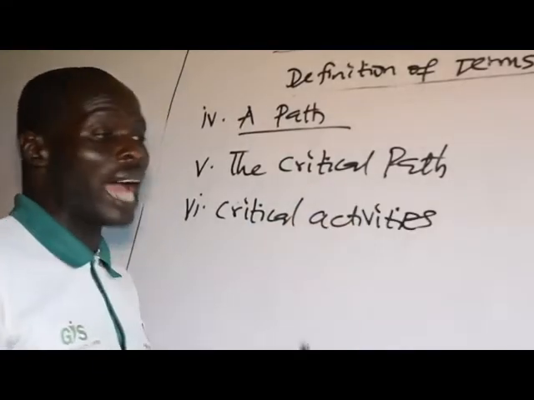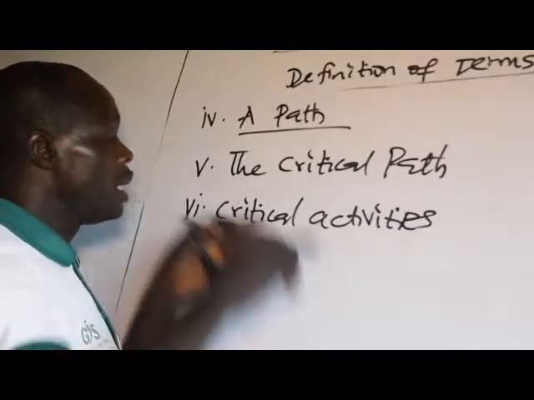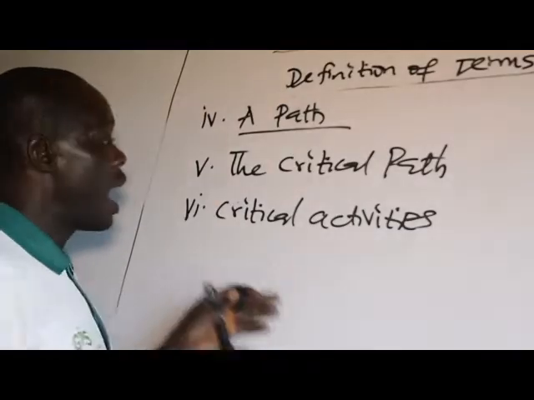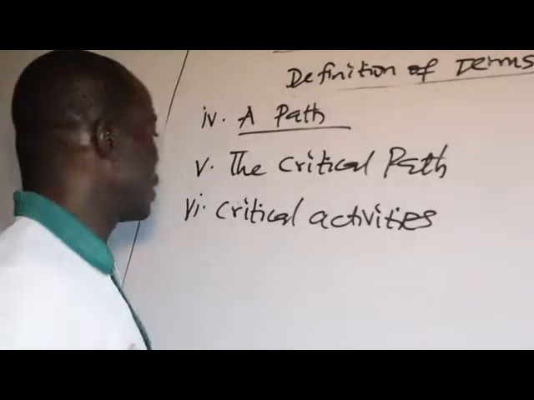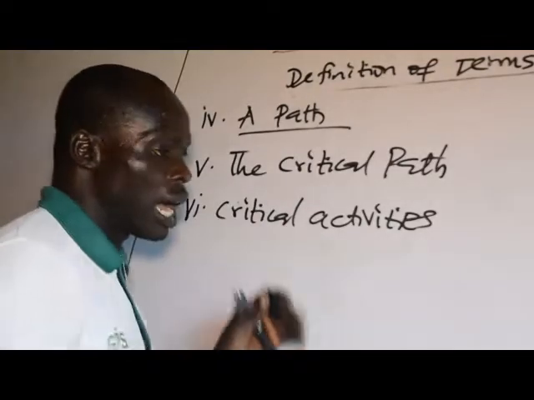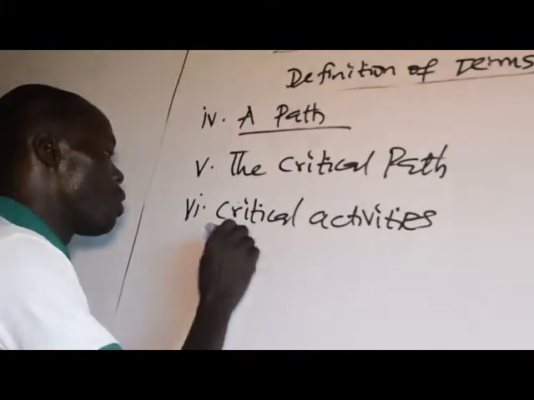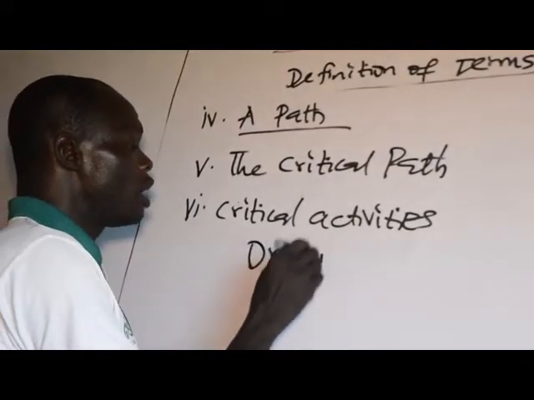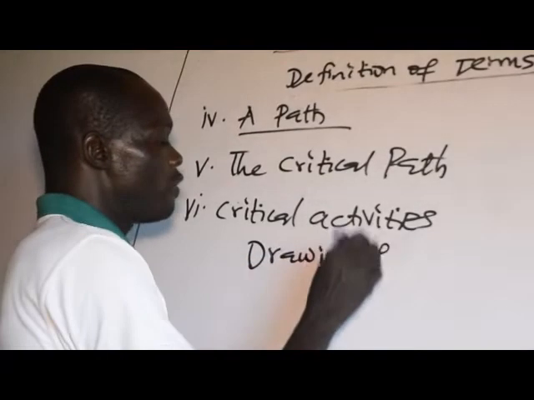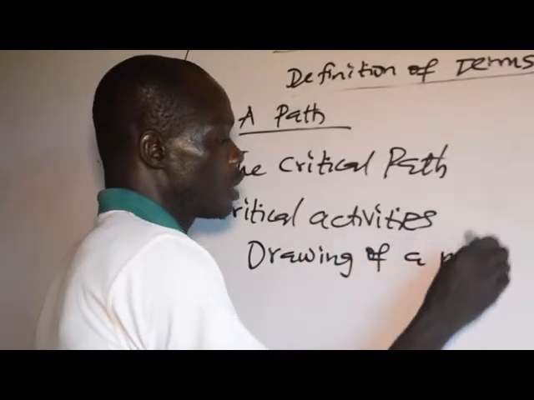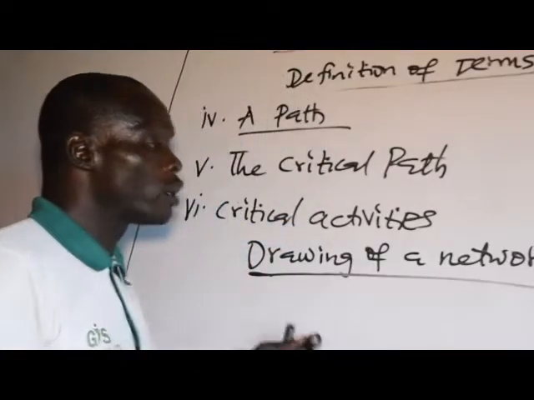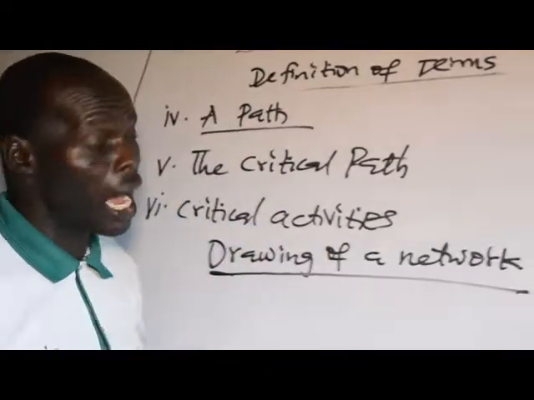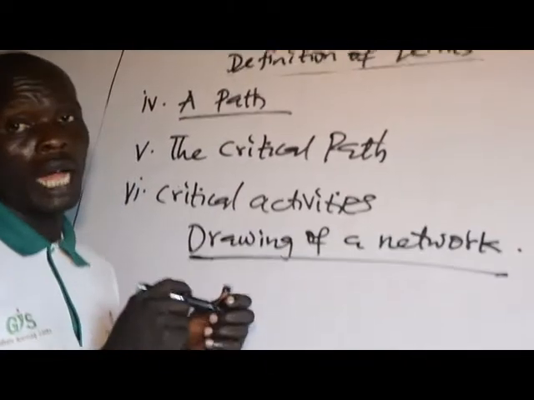Critical activities are the activities on a critical path. Activities on a critical path are said to be the critical activities. So we want to consider the drawing of a network. I'm going to take a worked example to illustrate how to draw a network diagram.